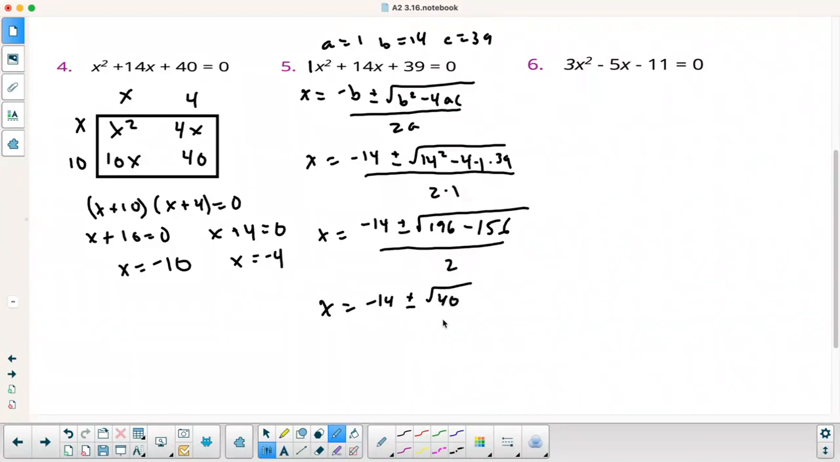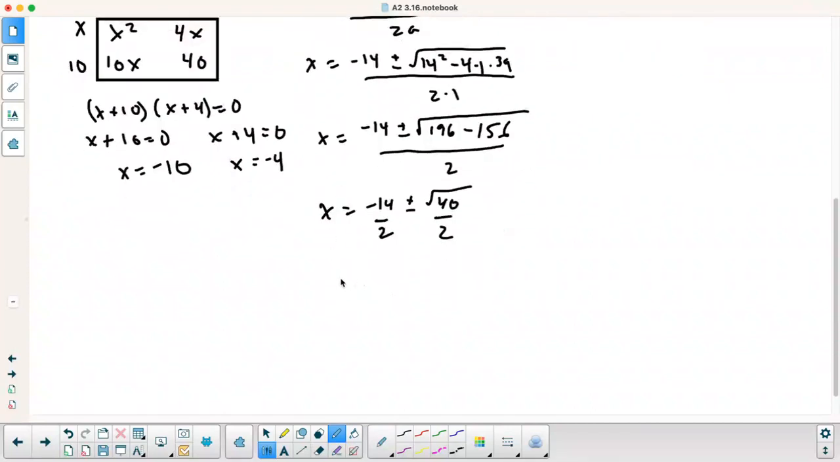And then here's what I'm going to do. Instead of putting the whole thing over 2, I'm going to split it up. I think it'll make it a little bit easier to reduce. So this is going to be negative 7. I got to think perfect squares, 4 times 10. Take the square root of 4. I pull it out. It's 2.